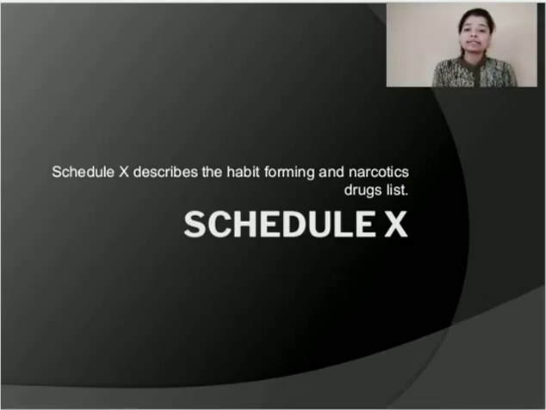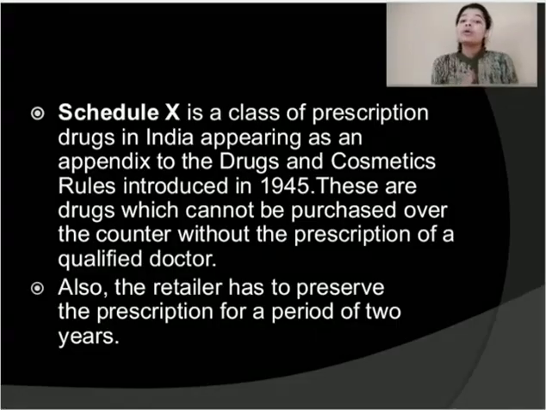Next we will be studying Schedule X, right? Schedule X deals with habit forming and narcotic drugs. The drugs which are habit forming and the drugs which are narcotic in nature are listed in Schedule X. They are prescription only drugs, and these particular drugs should be given only after a customer gives you the prescription. Schedule X is a class of prescription drugs in India, right? These drugs cannot be purchased over the counter. They cannot be given without the prescription from a registered medical practitioner, right?